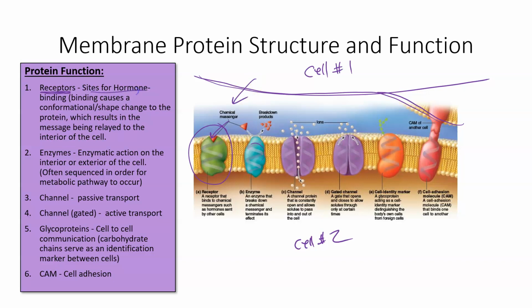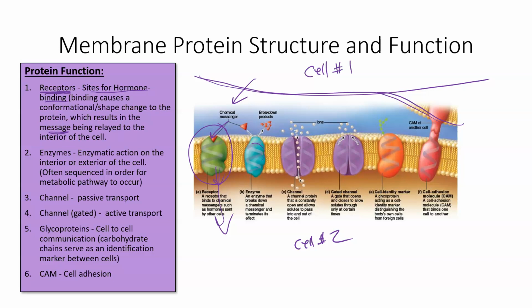So these are sites for hormone binding. If one cell releases a hormone, another cell has to receive that in order to produce an effect within that cell. The way these receptor cells work is that when the hormone is received, it causes a conformational, or shape, change to this particular protein, which results in a message being relayed into the interior of the cell.